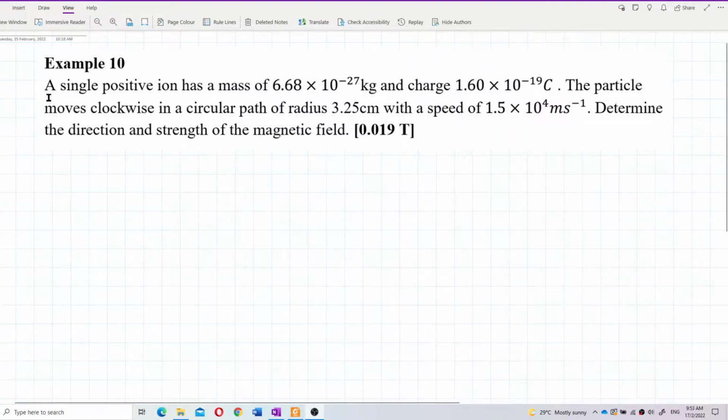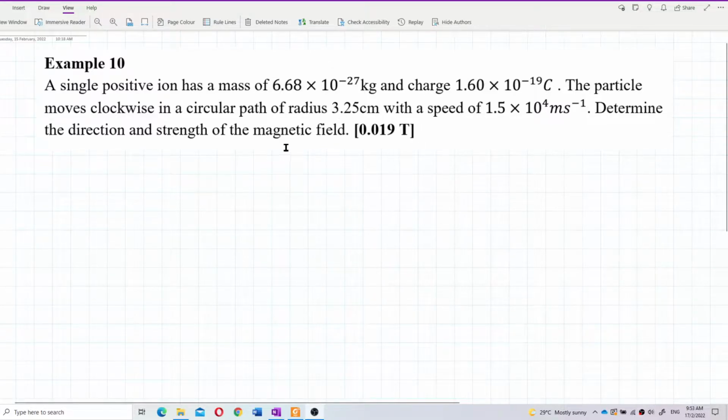Okay, a single positive ion has a mass of 6.68 × 10^-27 kilogram and charge 1.6 × 10^-19 coulomb. The particle moves clockwise in a circular path of radius 3.25 cm with a speed of 1.5 × 10^4 meter per second. Determine the direction and strength of the magnetic field.